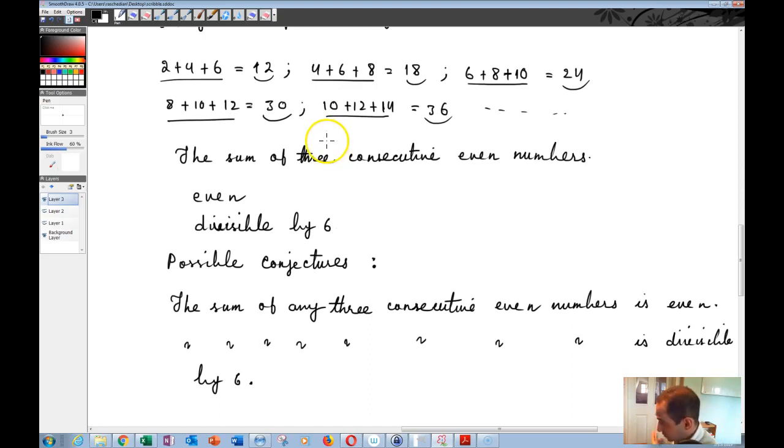Now the next thing that we have here, there is also something about axioms.